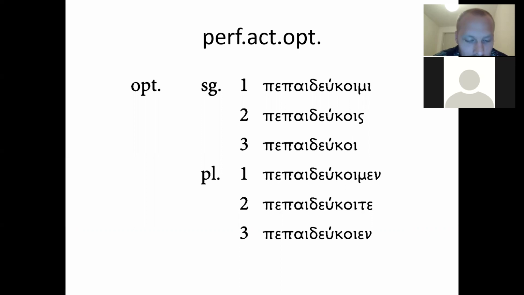And what can we note here? Well, the optative oi suffix is here, the same as in the present active optative form, and the endings are the same as well. So nothing strange or new here. Of course, the reduplication and the Kappa Infix are the characteristic features of the perfect forms. Okay.